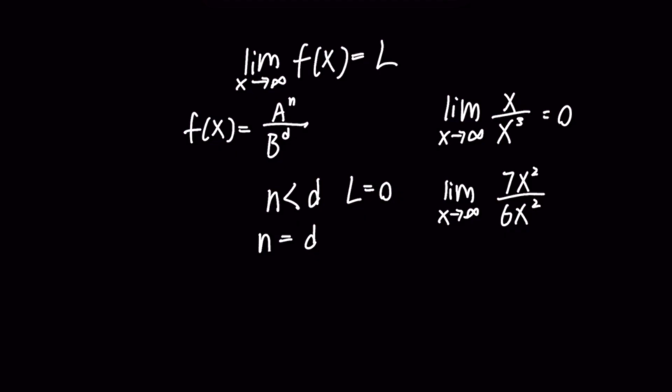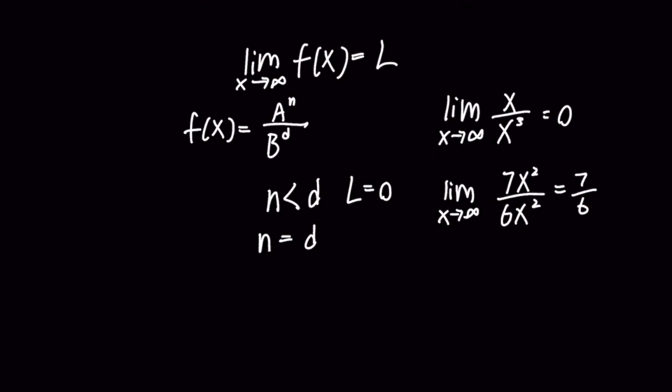Because the degree is the same, they're always increasing at the same rate. Here, they have a different degree. The denominator has a bigger degree, so that's why the denominator is growing faster than the numerator. But here, both sides are growing equally, so the ratio between them is actually the ratio between the leading coefficients in front of them. So the limit is actually 7 over 6.